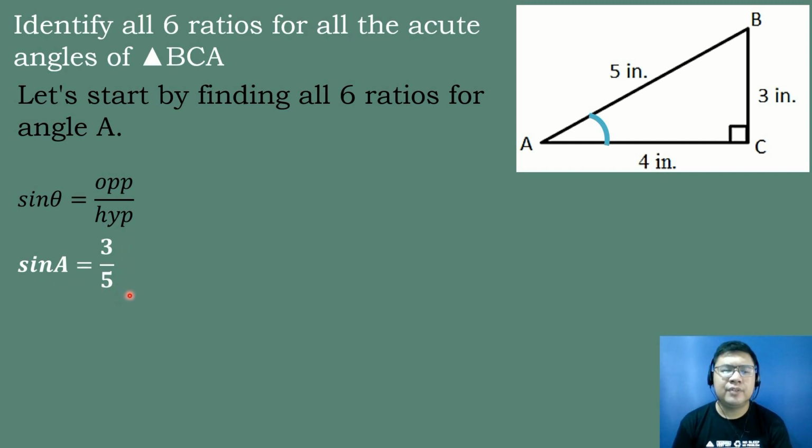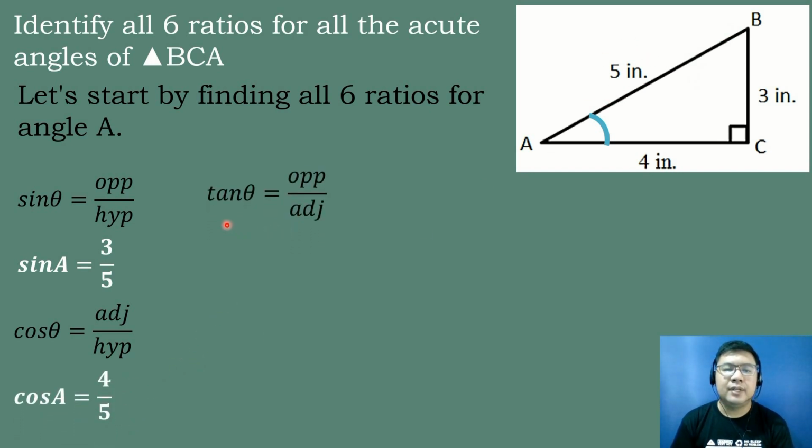Next, let's compute for the value of cosine theta. For cosine theta, we have the formula adjacent over hypotenuse. We will be identifying the adjacent side of angle A, so the side in between the given angle and the right angle. And that is equal to 4 inches. And the value of the hypotenuse is equal to 5. So this will be 4 over 5.